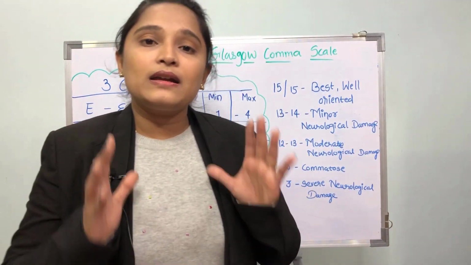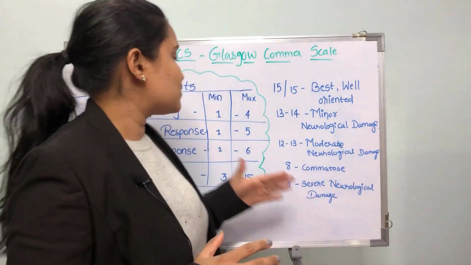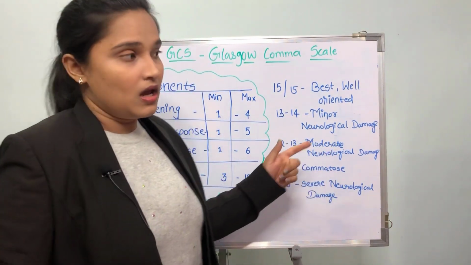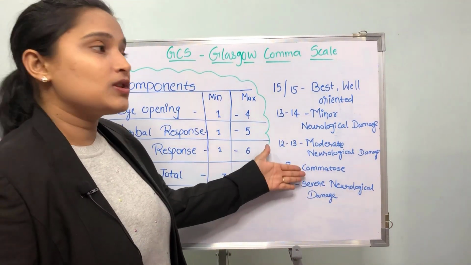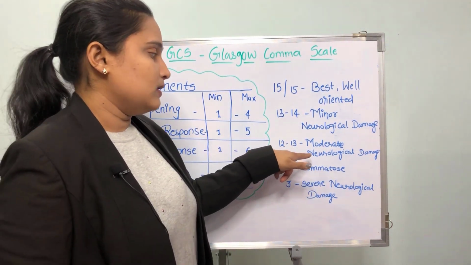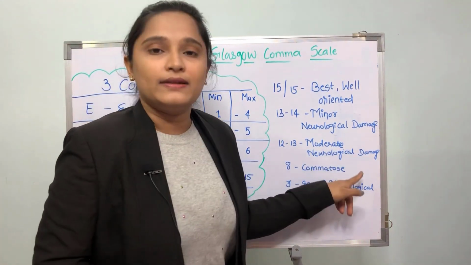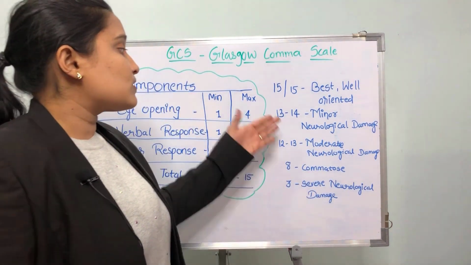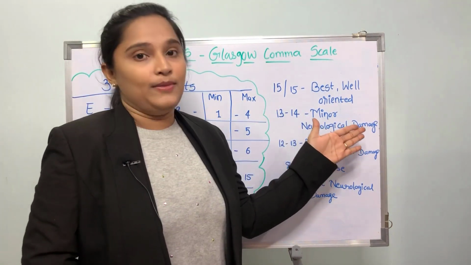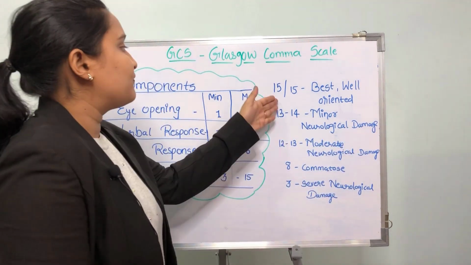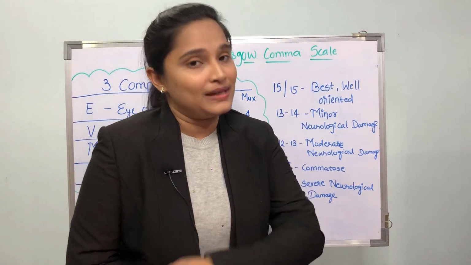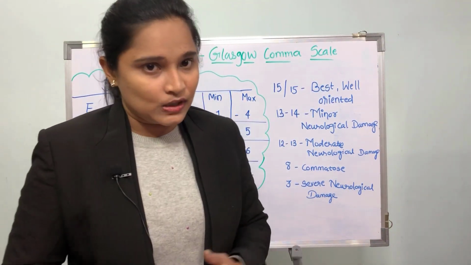If you are assessing a GCS of a patient and suppose the patient's GCS is 3, the patient is having severe neurological damage. If the score is 8, the patient is in a comatose state. If the score is between 9 to 12, the patient is having moderate neurological damage. And if the score is 13 to 14, the patient has minor neurological damage. And if the patient has a 15 by 15 GCS score, the patient is well oriented with the time, place and person, and it is the best score.